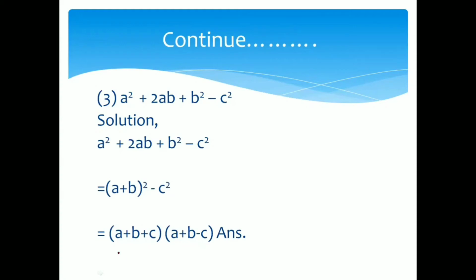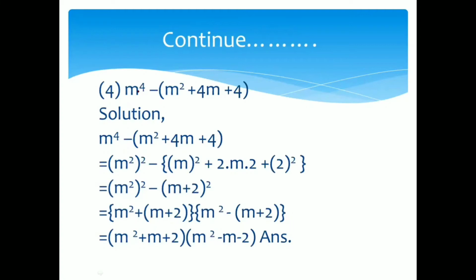Okay, now let's move to the next slide. Here in this question, first is m to the power 4, and next is minus bracket m square plus 4m plus 4. So it will be m power 4 minus (m square plus 4m plus 4). Then m power 4 means (m square) whole square, and m square plus 4m plus 4 means m square plus 2 into m into 2, and 4 means 2 square. Then we can write this as (m plus 2) whole square.